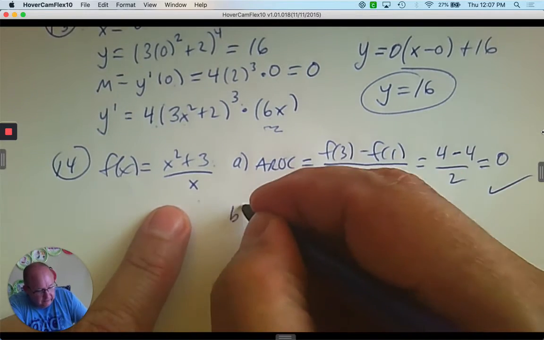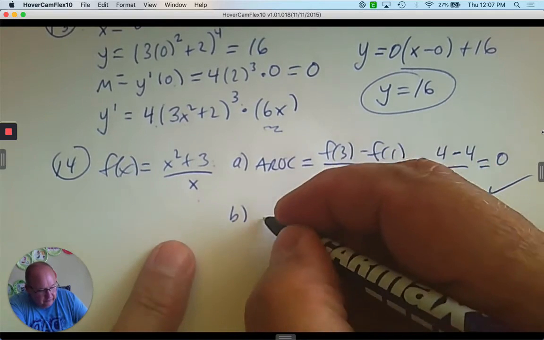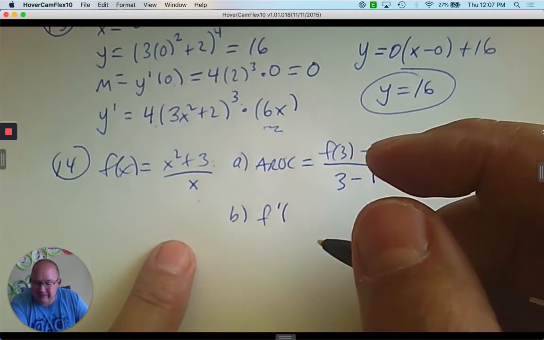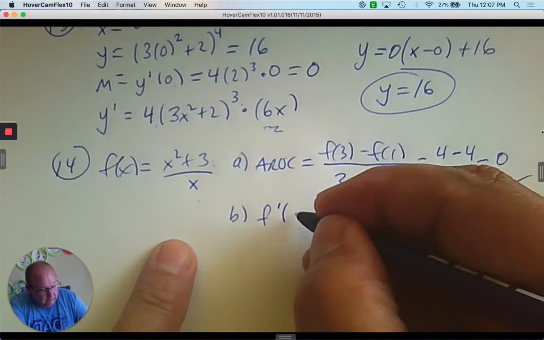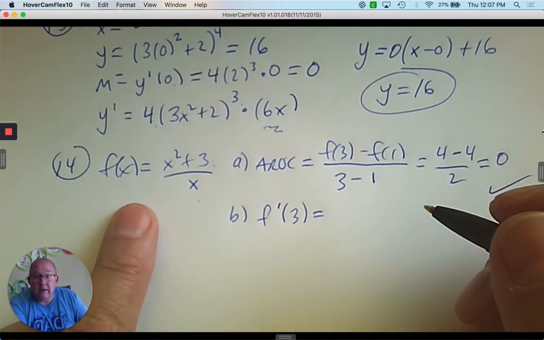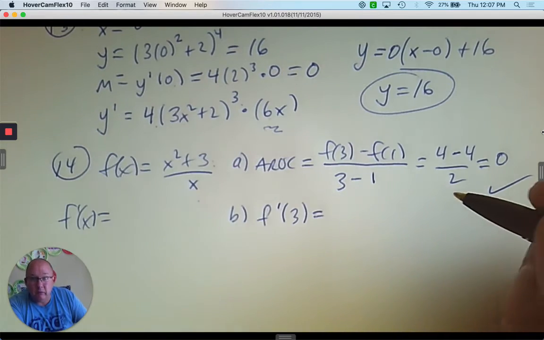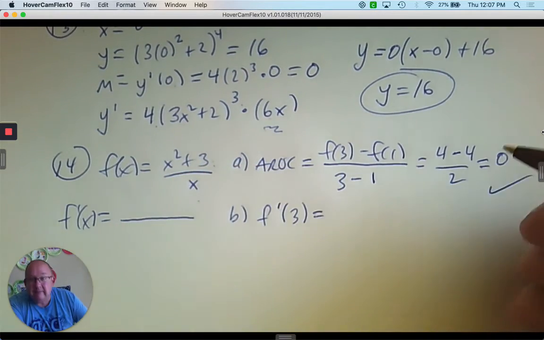The next thing you're asked for is the instantaneous rate of change. Well, the instantaneous rate of change means the derivative. It's a definition of derivative when x equals 3. So in order to do this, I need to first take the derivative here. So what rule am I going to use again? It's the quotient rule.